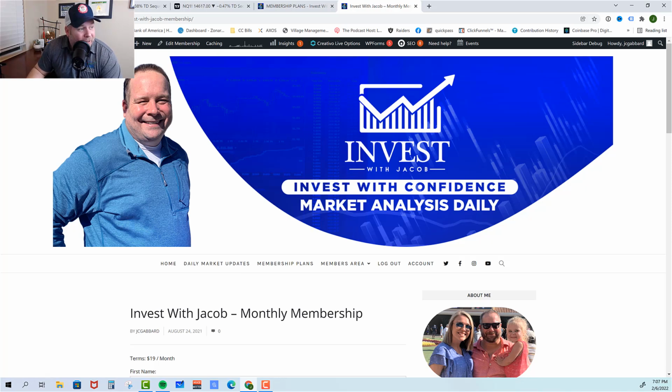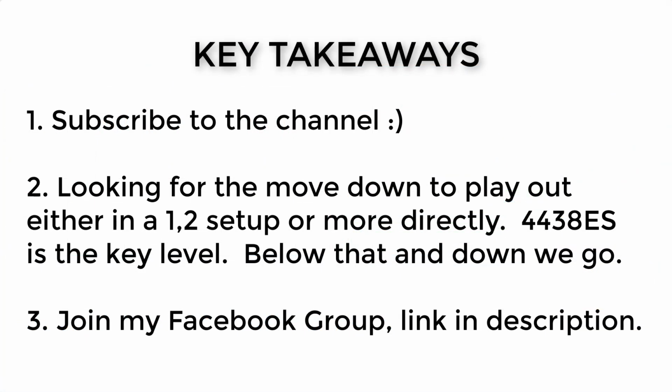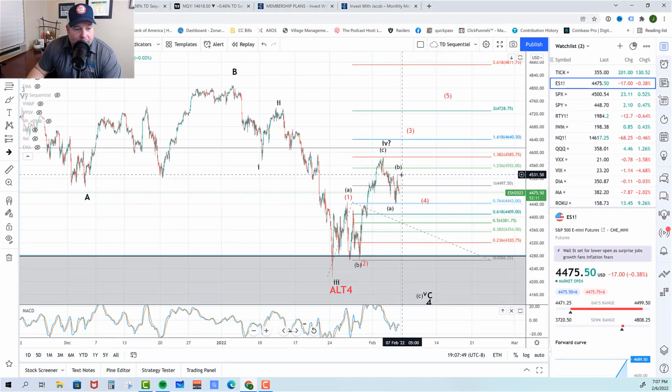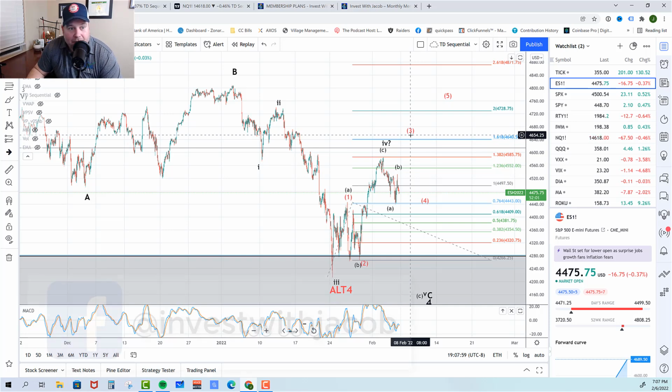All right, guys. Key takeaways for today. We are watching to see how this move down plays out, if they're going to accelerate it and take out this low more directly, or if we get a 1-2 bounce. We should move down. That is the primary count. However, if they're able to take out this high right here, then it is possible we see a bigger B wave towards 4550. Or if they blow through that, it is possible the bulls are back in control and we're headed higher, but I do not have a lot of confidence in that count.